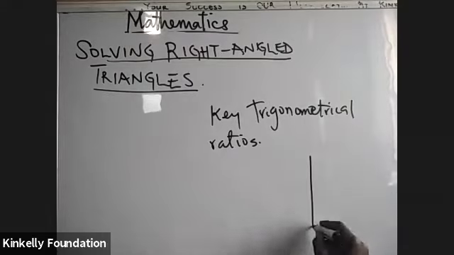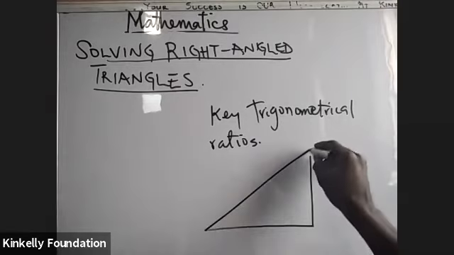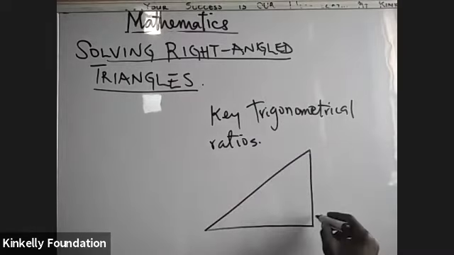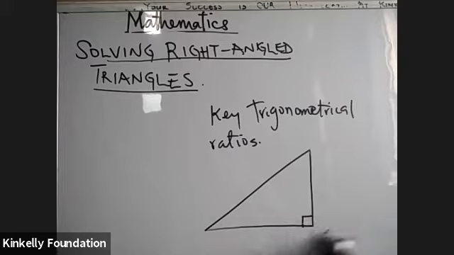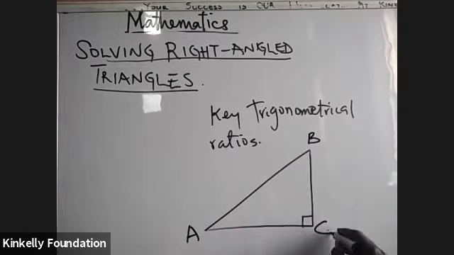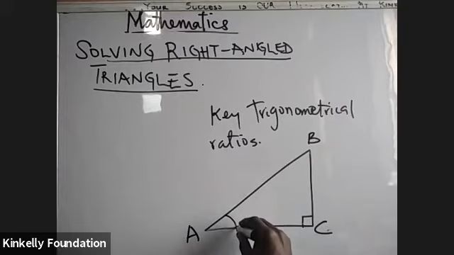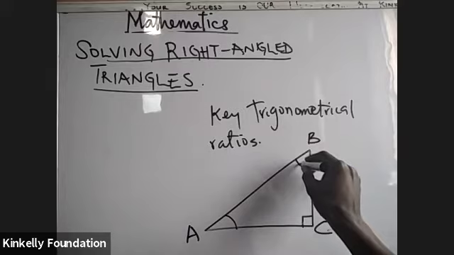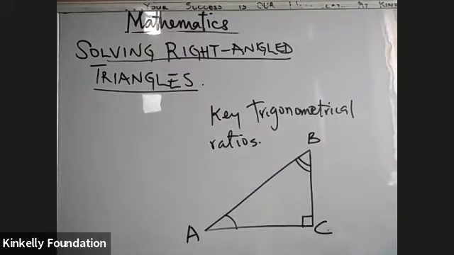Assuming we have a right angle triangle like this, what makes this a right angle is this block there. And we have our points A, B, and C. Assuming that this is not an isosceles right angle triangle, we have something like this, which means that the angles are totally different.